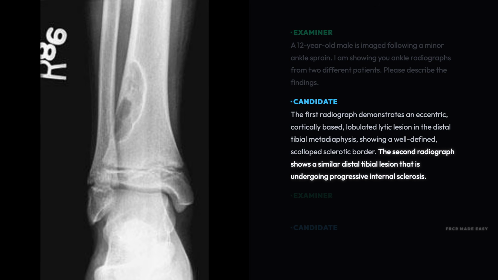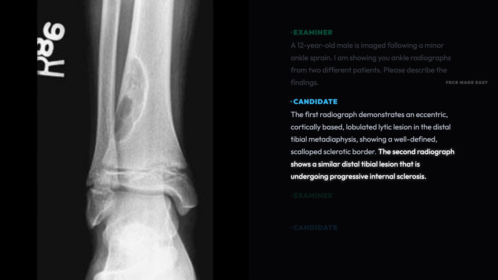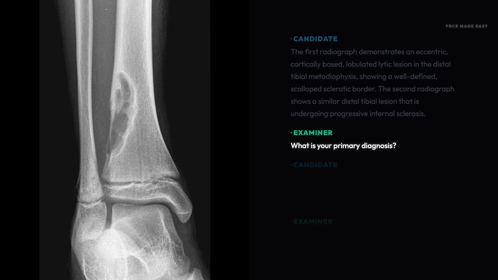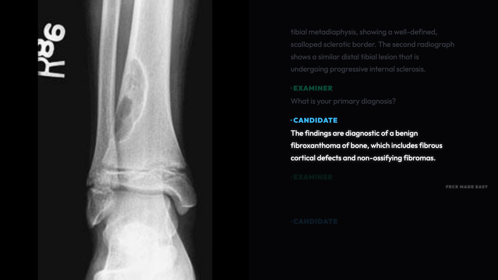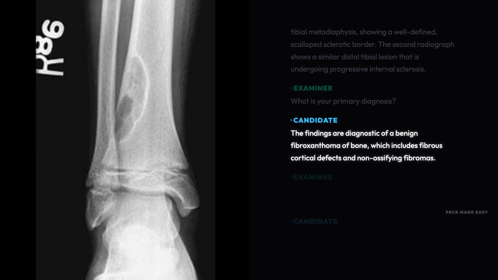The second radiograph shows a similar distal tibial lesion that is undergoing progressive internal sclerosis. What is your primary diagnosis? The findings are diagnostic of a benign fibroxanthoma of bone, which includes fibrous cortical defects and non-ossifying fibromas.